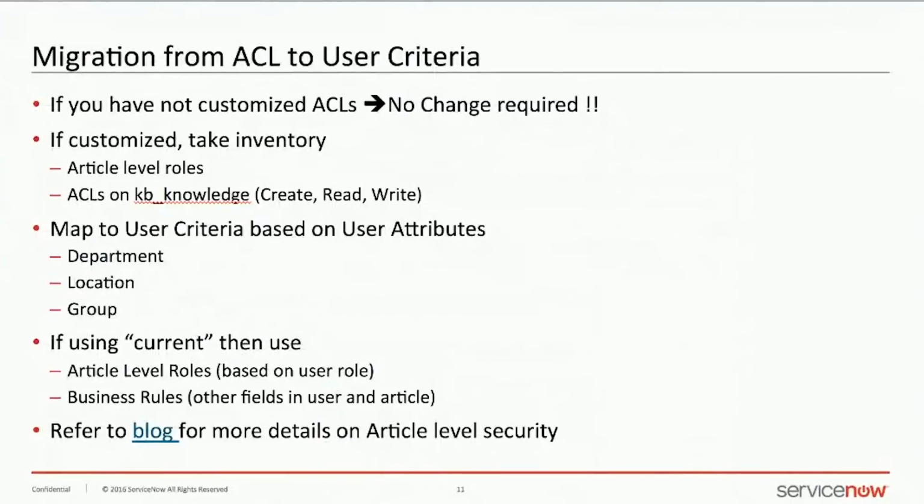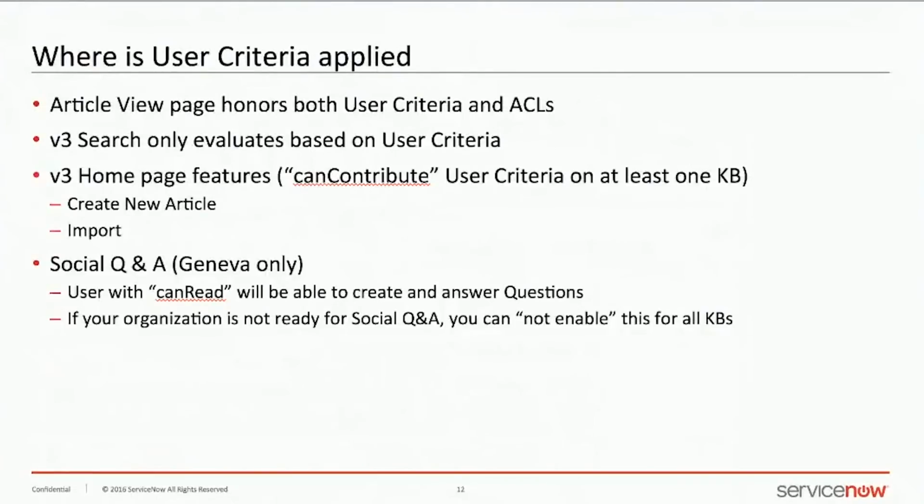So where is user criteria applied? We do get these questions a lot. What you need to know is that the article view page, KB_view, honors both user criteria as well as ACLs. However, Knowledge v3 search evaluates only based on user criteria.